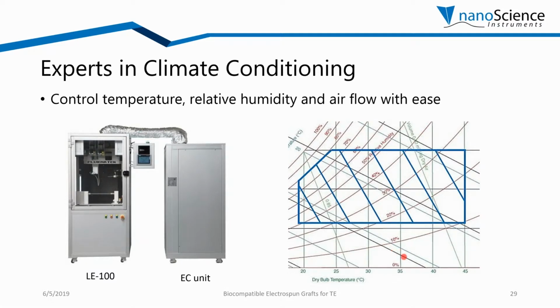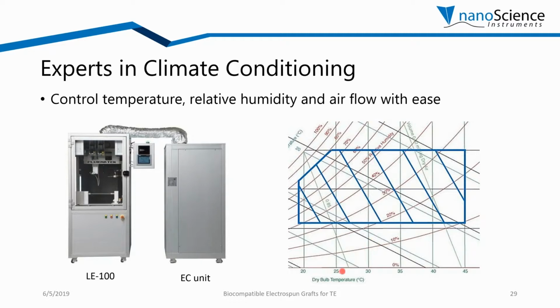The image on the right shows our typical range of operation. We can easily operate from 18 Celsius all the way to 45 Celsius. And then in terms of relative humidity, if you look at the lines that are going at an angle, you can see that we can operate from 10% all the way to 80%.